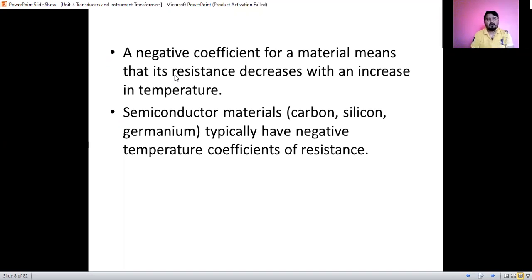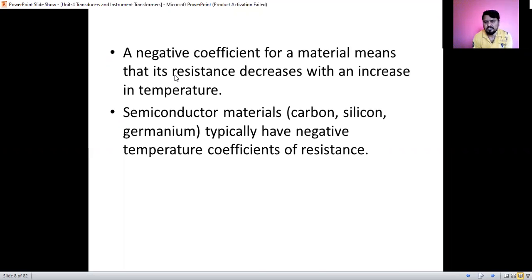So for the positive temperature coefficient, the resistance is directly proportional to the temperature. For the negative temperature coefficient, resistance is inversely proportional to the temperature. But there is one more that they have not mentioned here, and I will explain that one personally. Some materials are called alloys, like constantan and manganese.